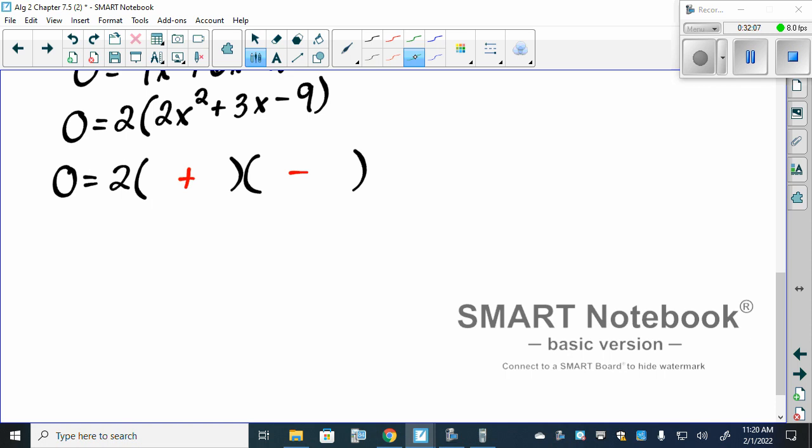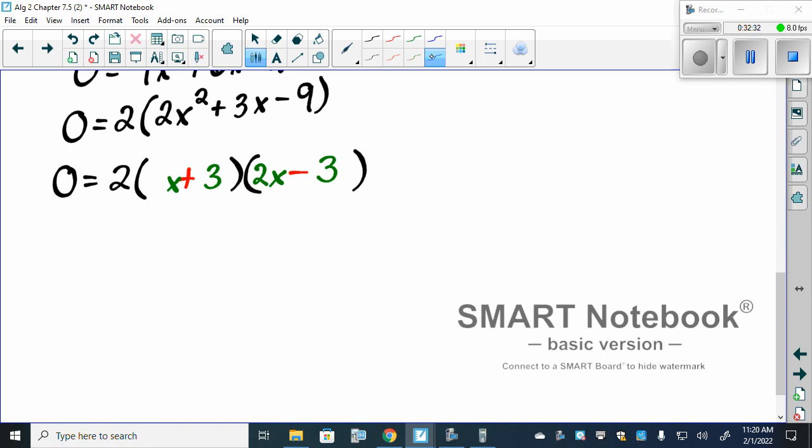Now the factors of 2x squared, well, for the x squared, we know we'll have x and x. For the 2, well, we'll have 2 and. So where do we want to put the 2? Front of the minus. And then the factors of 9 are 1 and 9 or 3 and. Which one do we want? 3 and 3.